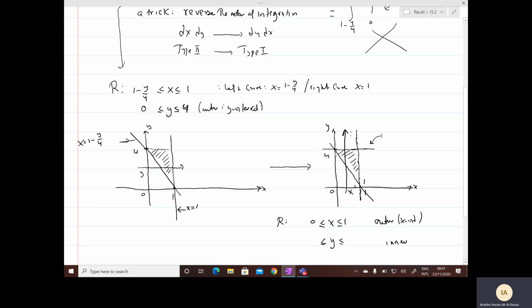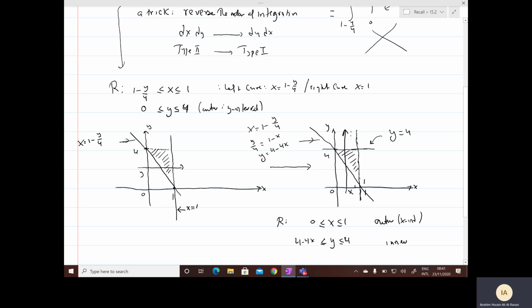This is the upper curve. It is the horizontal line y equals 4. What about this line here? It is the same as the previous line, x equals 1 minus y over 4. But I have to write it as y as a function of x. So y over 4 equals 1 minus x, so y equals 4 minus 4x. So the lower is y equals 4 minus 4x, and the upper is y equals 4.